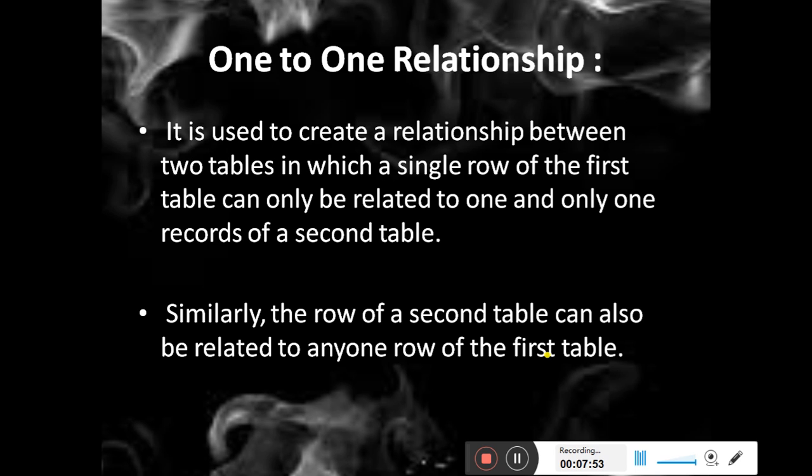The first one is one-to-one relationship. Now what does this relationship mean? It is used to create a relationship between two tables in which a single row of the first table can only be related to one and only one record of the second table. Similarly, the row of the second table can also be related to any one row of the first table.